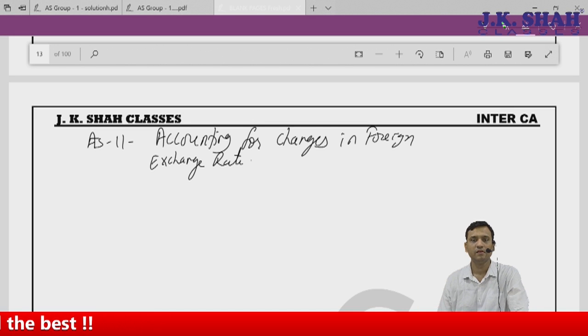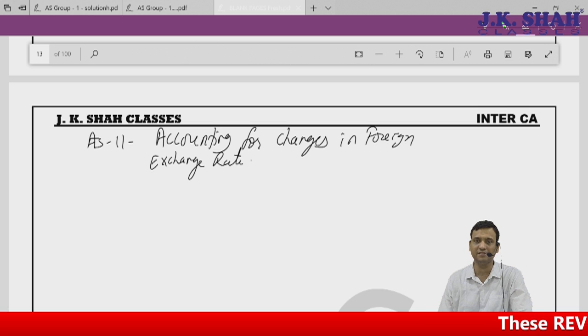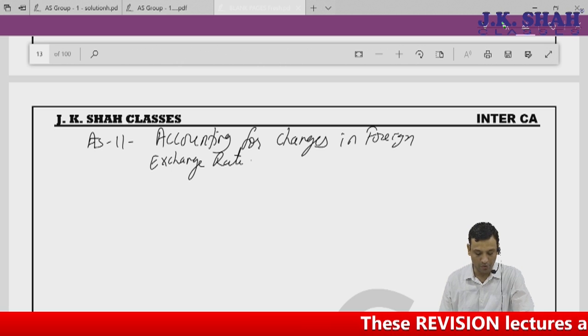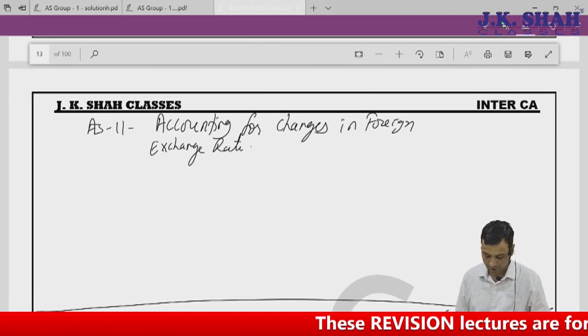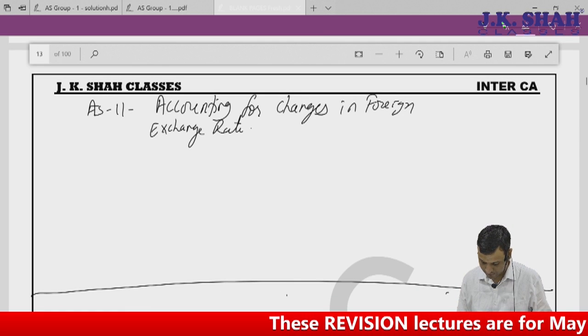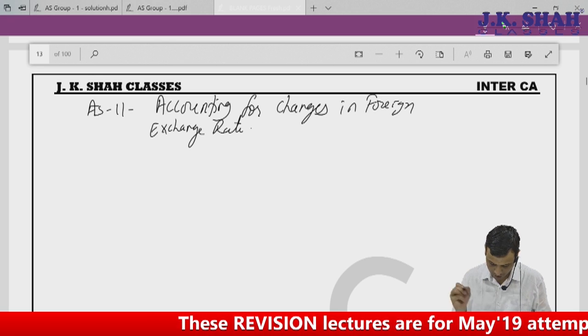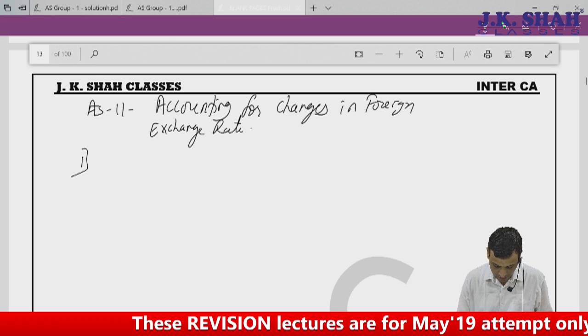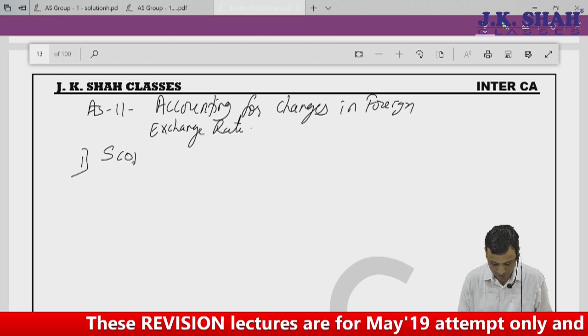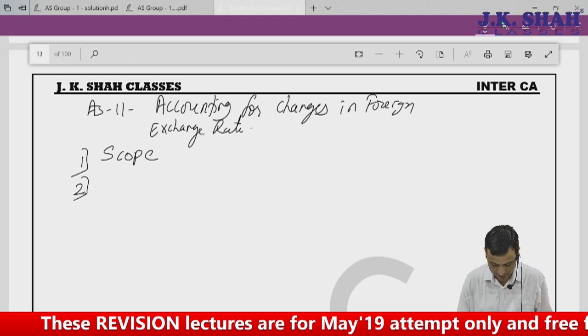We are conducting revision lectures for all students who are pursuing intermediate course or IPCC course. Let's go on for our next accounting standard, that is AS11, accounting for changes in foreign exchange rates. Now, what is this standard all about? This standard is all about learning how to account for exchange rate differences.